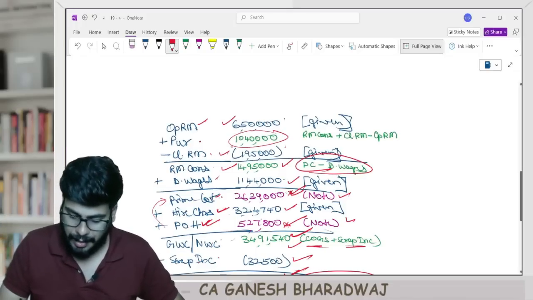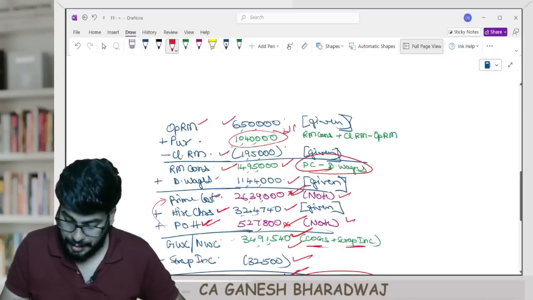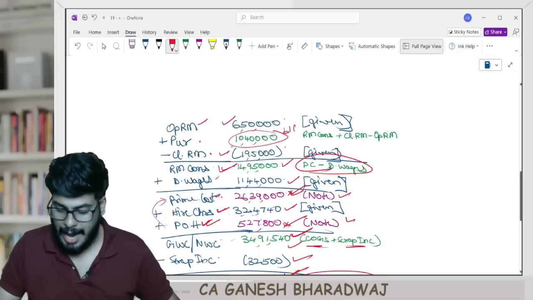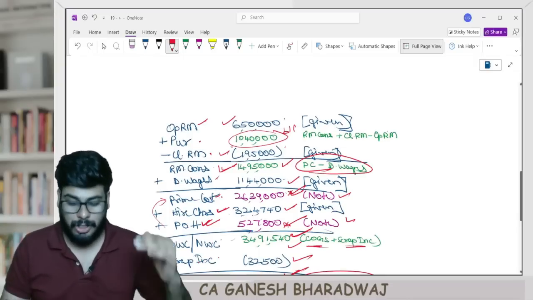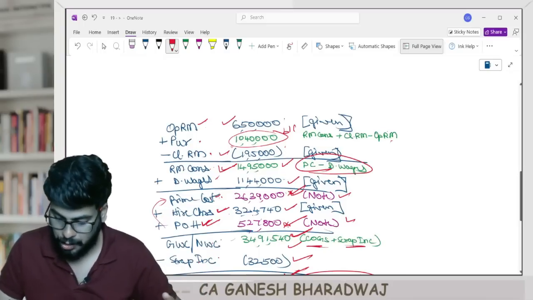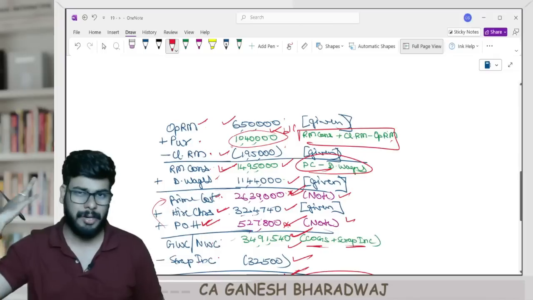So the balancing figure is going to be your raw material purchases. In other words, raw material purchases is going to be raw material consumed plus closing stock of raw material, minus opening stock of raw material. So you will arrive at what? Raw material purchases. Simple reverse working question.